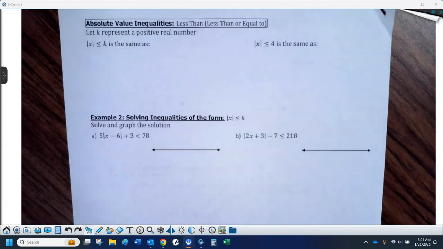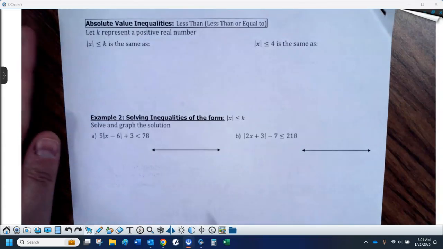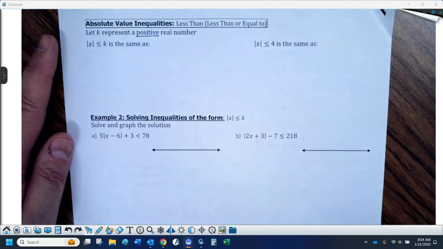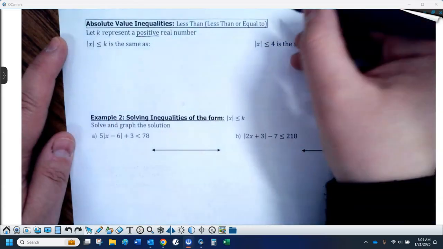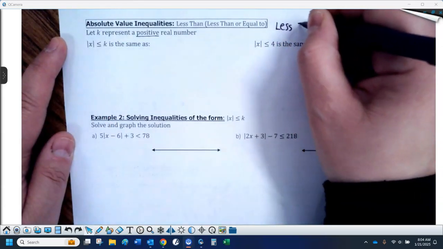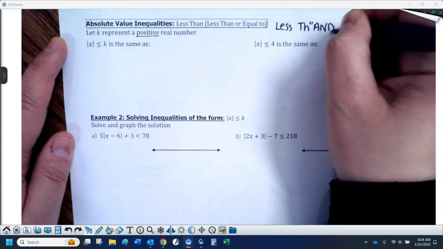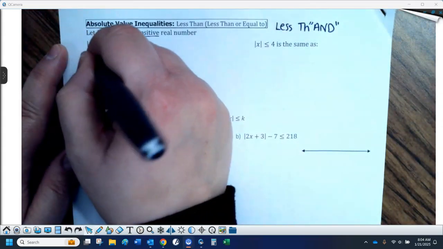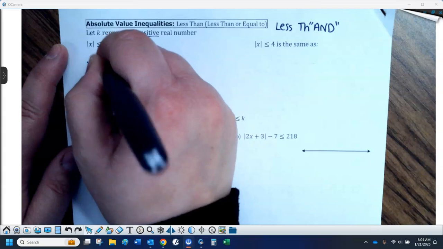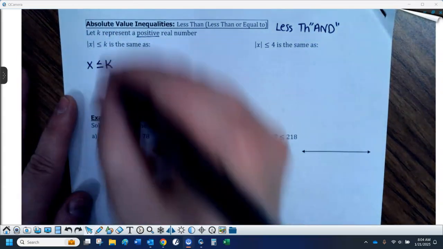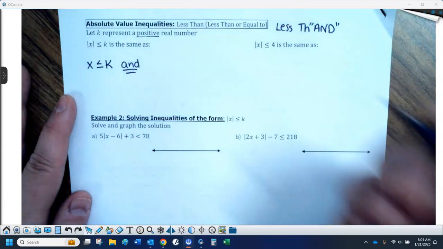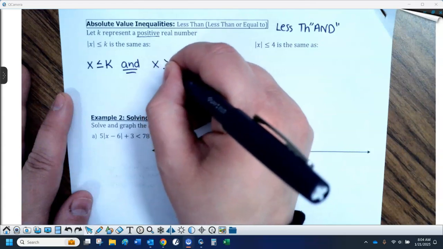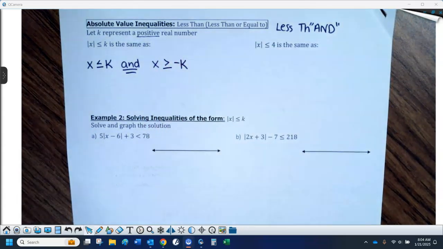Okay, now on the back we're just going to switch to less than. So this is super similar, and again, your absolute value has to be related to a positive number or this doesn't apply. So if you're less than, I remember this as less than. These are going to be and statements. These are going to point towards each other. So you're going to drop your absolute value. X is less than or equal to, in this case, K. And these are going to point together. Same kind of a concept. You're going to drop the absolute value, flip the sign, and do the opposite of that number.